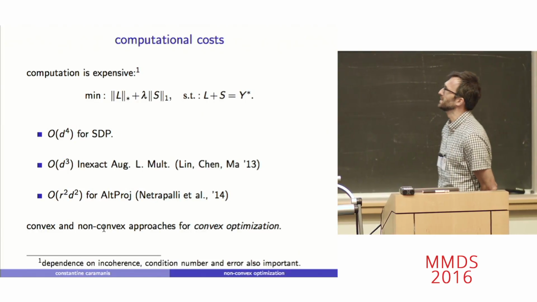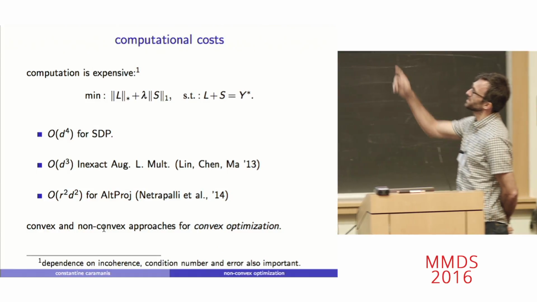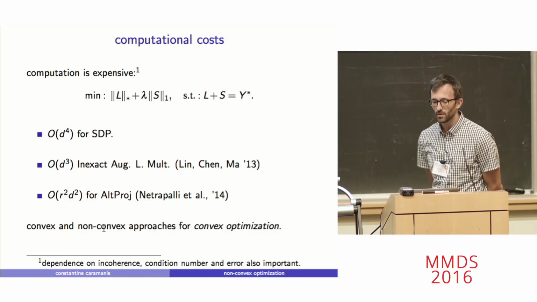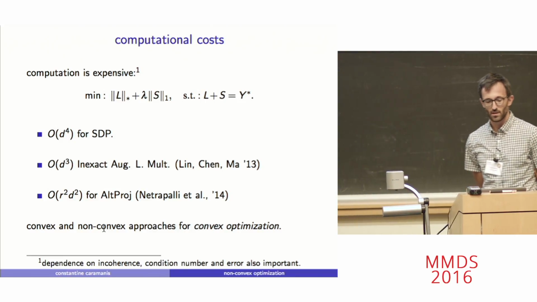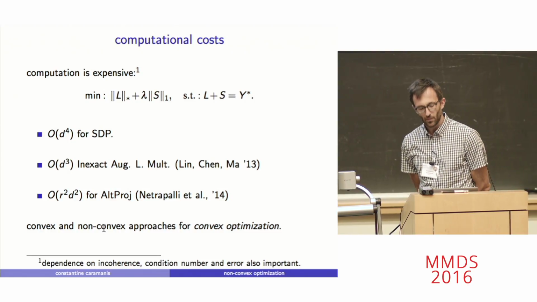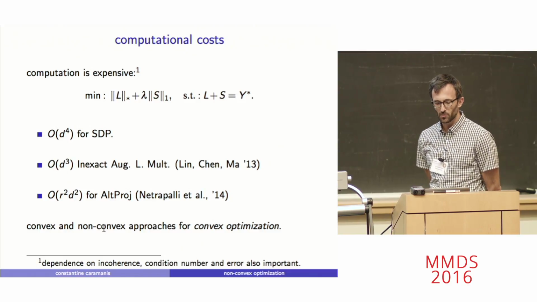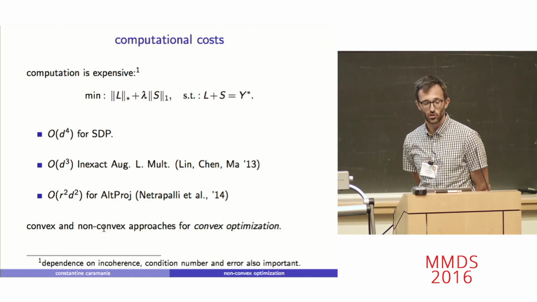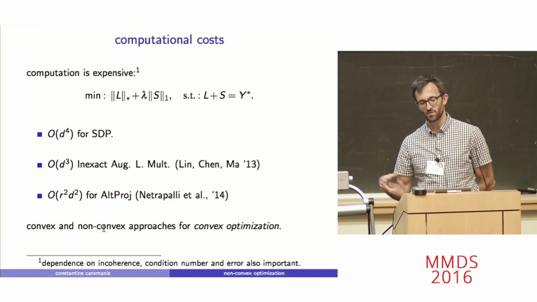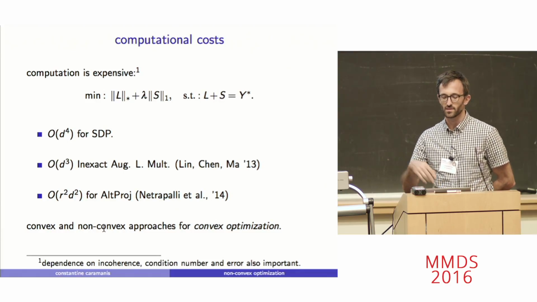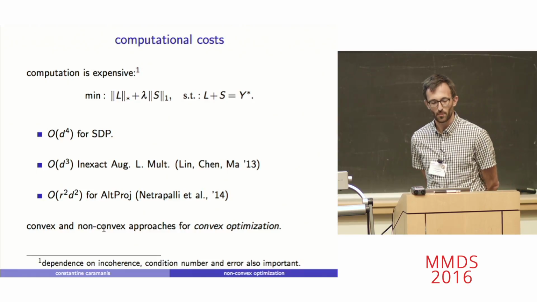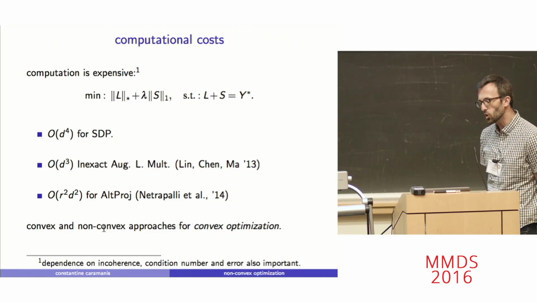So if you want to solve the SDP, which was the original solution, that objective function there is SDP representable, you need to pay quite a bit. I think D to the fourth is probably quite generous to say that SDP runs in that much time. A few years ago, Lin, Chen, and Ma developed an inexact augmented Lagrangian multiplier method that was able to run in order D cubed time. I should also note that I've suppressed dependence on things like incoherence and error and so on. I have some of these later, and they're also in the paper. So I'm just really focusing on dependence on R and D.